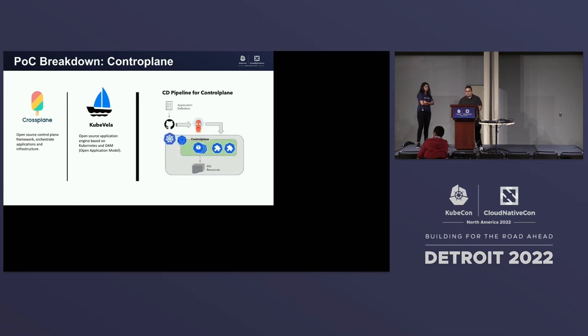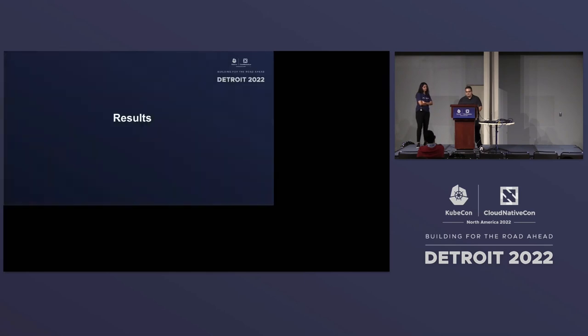And just generically, this is how the CD pipeline would look for either of these control planes, where we take the application definition that's checked in to Git. Argo CD would sync that to a control plane. The control plane would then be responsible for continuous delivery and generating the resources to the end cluster.